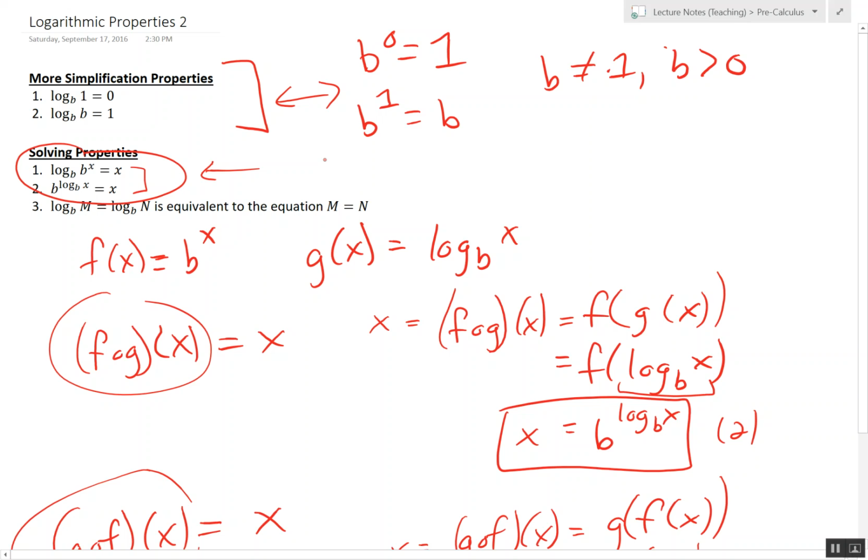And the reason why this is important is because a lot of times you'll have a variable inside a logarithm or exponential function. So properties 1 and 2 tell you how to get rid of a variable that's in those kind of inconvenient places. And we'll see that with the next couple of videos here.